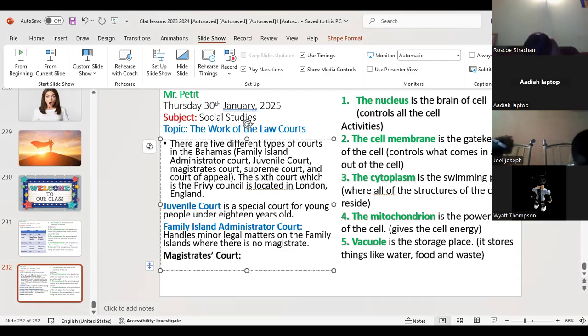When they say minor, it means it's not really significant, not really big. But if you have a big criminal case, like someone charged with murder, then you would take it to the magistrate court.